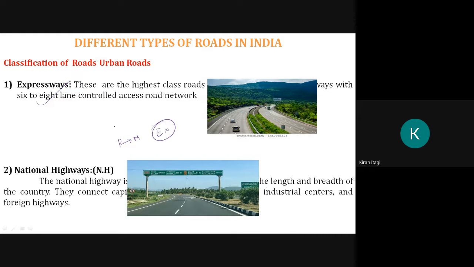For example, you have the Pune to Mumbai expressway. These are the highest classification of road, with 6 to 8 lanes. Before that, I will tell you what you mean by lane. See this picture. This is a single lane. This is a double lane. And all the vehicles are moving in this direction, so that one we will call a one way, two lane road.